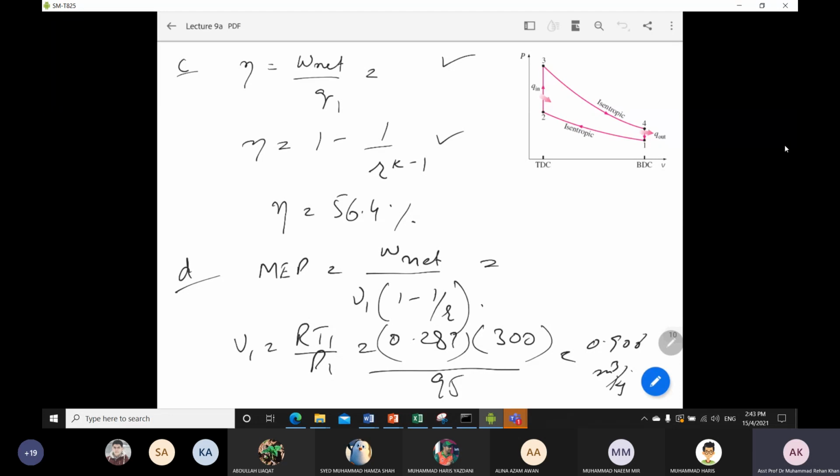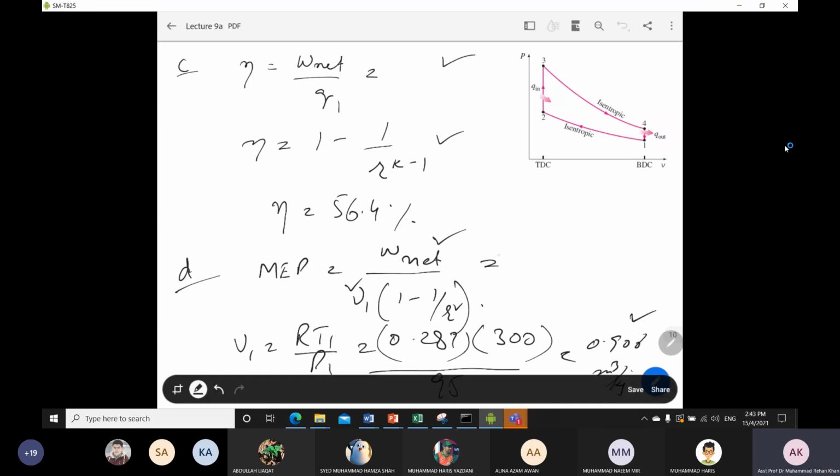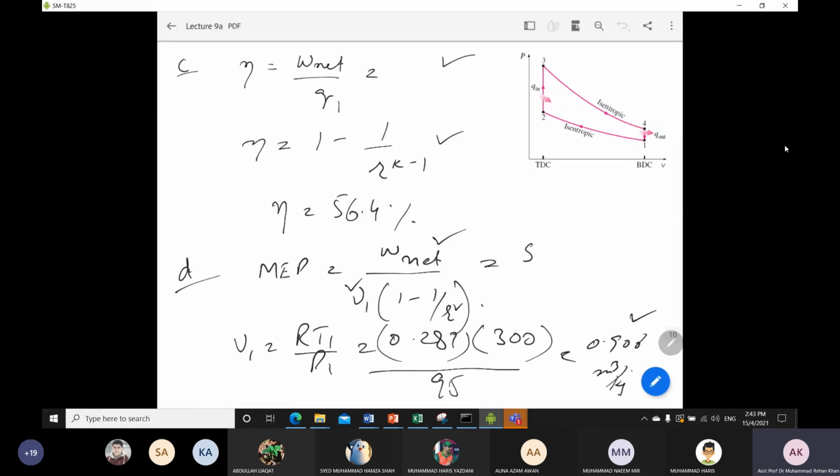And by just plugging in all the values, W net is known to you from here, and the compression ratio is from your problem statement. So by just plugging in all the values, you will get the value of your mean effective pressure as 534 kilopascal. So this is your part number D.